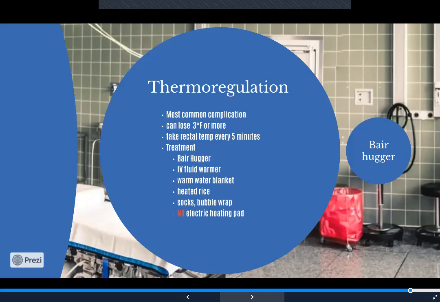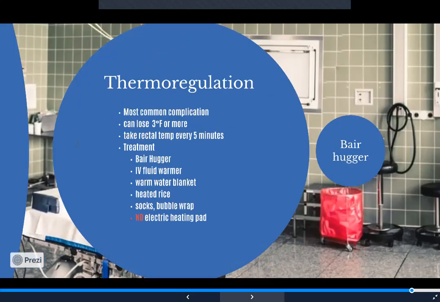The treatments for that are a bear hugger, IV fluid warmer, warm water blanket. Some things that we don't necessarily recommend, but people have done, like heated rice. I really like bubble wrap. People do socks. Bubble wrap works really, really well. No, don't use an electric heating pad. You just can't regulate it, and it does burn the patients as well.